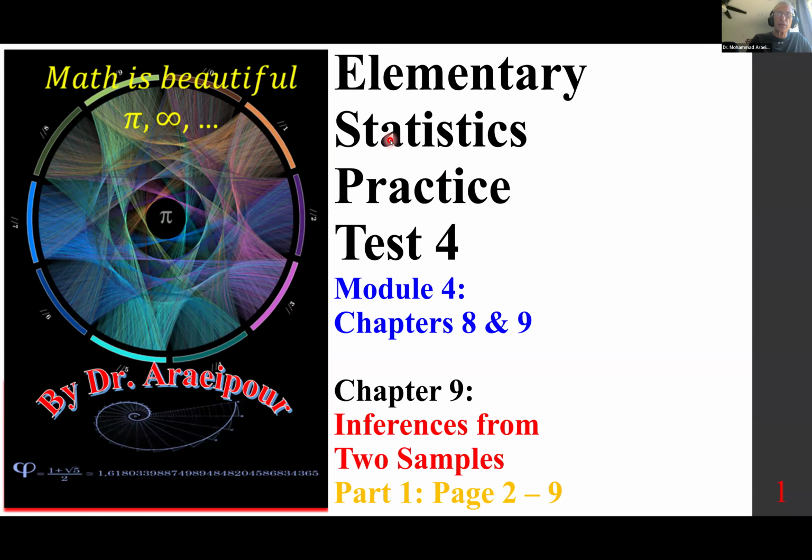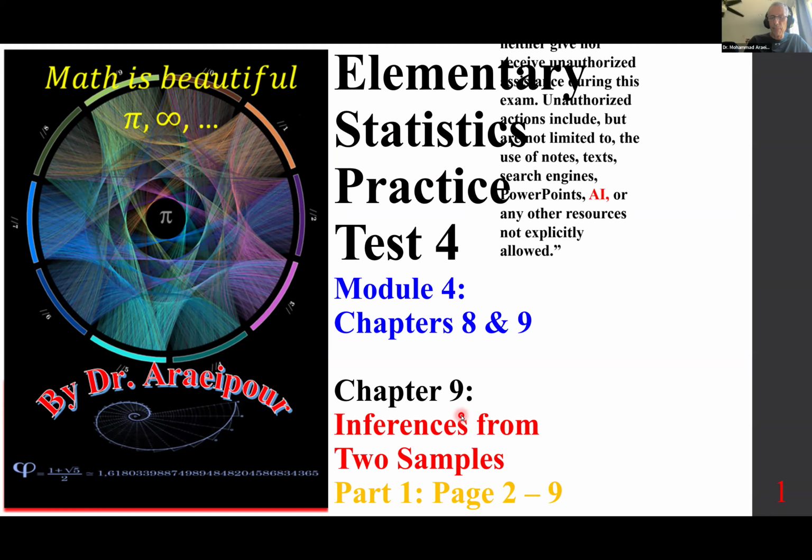Good afternoon, class. Here's elementary statistics, practice test number 4, module 4, covering chapters 8 and 9. Here's chapter 9, inferences from two samples.